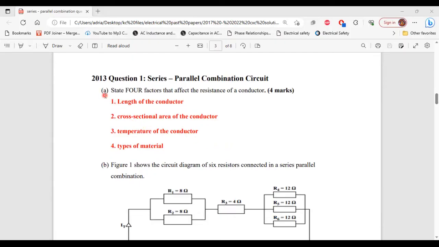So part A, it says state 4 factors that affect the resistance of a conductor. So the 4 factors are the length of the conductor, cross-sectional area of the conductor, temperature of the conductor, and the types of material. All right, so that's it for part A.